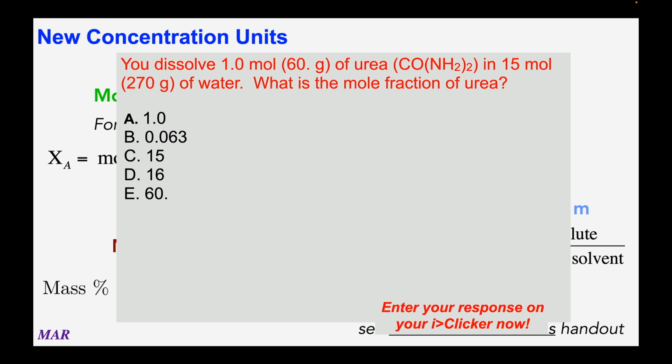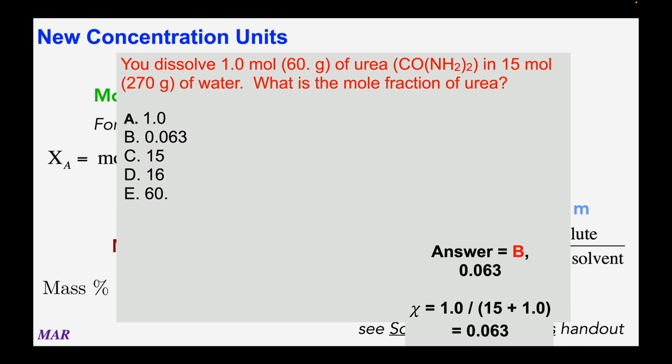Anyway, the mole fraction of urea will be moles of urea on the top divided by total moles on the bottom. So for this problem, that would be 1.0 moles on the top, and we'll divide it by total moles, which is moles of urea plus moles of water. So on the bottom, you'll have 1 plus 15, or 16. On the top, you'll have just 1. Mole fraction will equal 1 over 16. Don't leave it in fraction form. You want to calculate it. 0.063 would be the mole fraction of the urea.